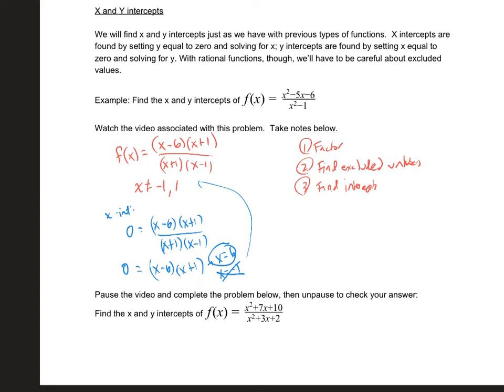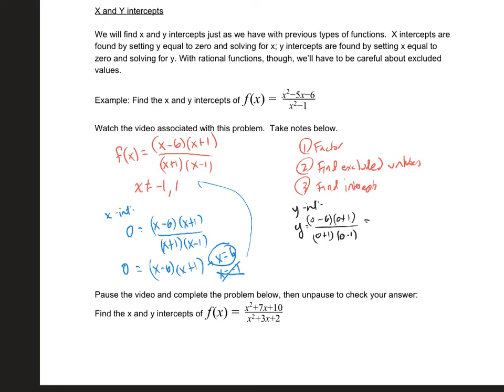The Y-intercept, let me change colors here, is found by letting X equal to 0 and solving for Y. So basically that f of X is Y, so I'm going to replace it with a Y. And then I'm going to plug in 0 for all the X's. Now I could do that in the factored form, or I could do it in the original form, it does not matter. But I'm going to do it in the factored form just because that's what I have here.